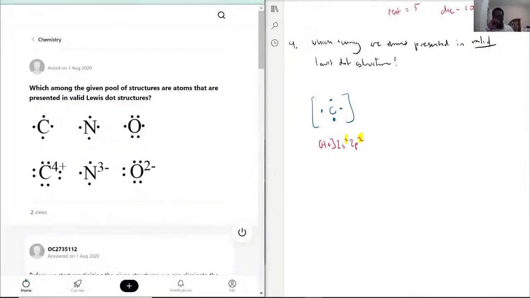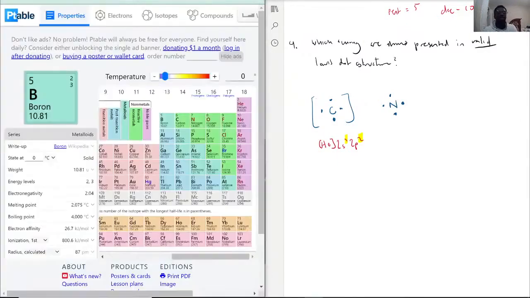Now, N, nitrogen, is presented like this, where it's supposed to be neutral, but it has 4 electrons. You can see that nitrogen is actually next to carbon, which means I want 1 more valence electron. So we're already looking a little bit shaky.